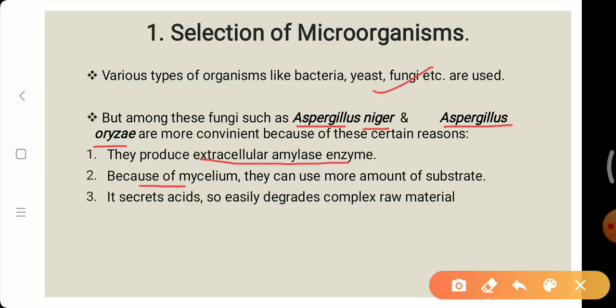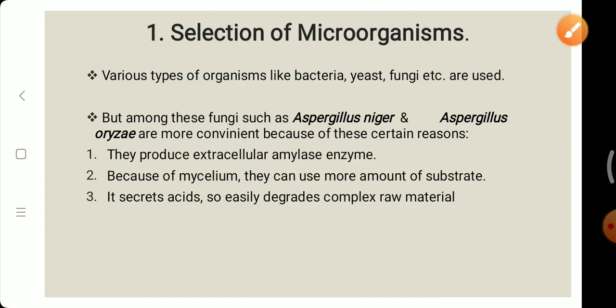Because of the mycelial structure, they can use more substrate. As they will use more substrate, ultimately they will produce more product. They secrete acid, so they easily degrade complex raw material by the process of acid hydrolysis.